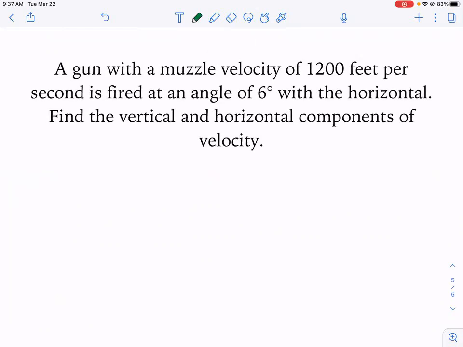A gun with a muzzle velocity of 1,200 feet per second, I know you love that speed, feet per second, is fired at an angle of 6 degrees with the horizontal. I want to know the horizontal and vertical components of velocity. So in this case, we have a vector whose magnitude is 1,200 feet per second, and its angle is 6 degrees.